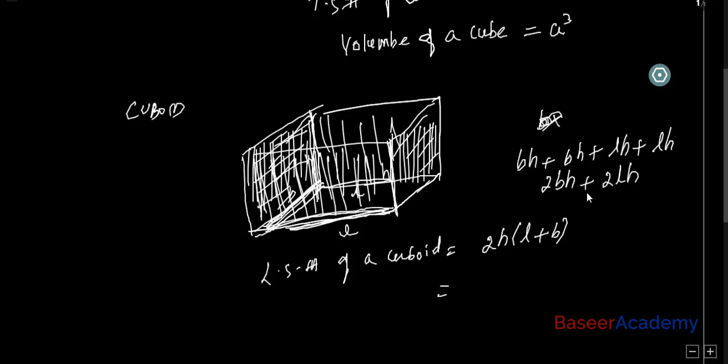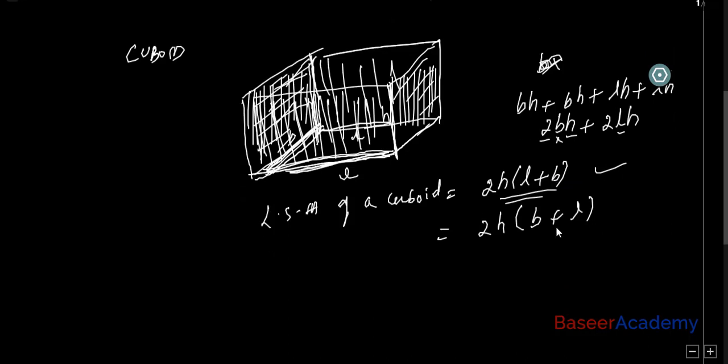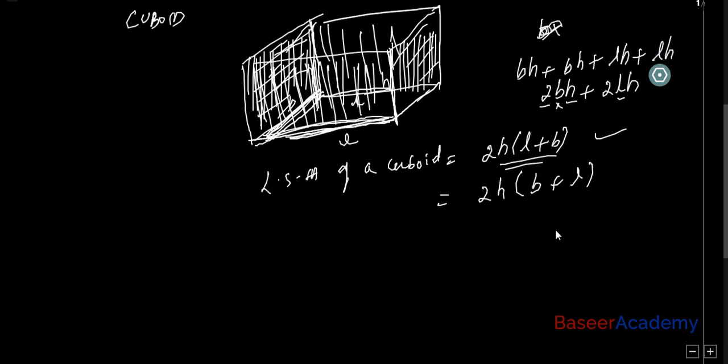And if I take 2 and H common from here, I would obviously get something like this. Here B is remaining and here L is remaining, right? So the lateral surface area of cuboid will become 2H into (L plus B). If you don't understand how we derive the formula for finding lateral surface area of a cuboid, do not really worry. You can just pretty much remember this formula. It's quite easy. Lateral surface area of cuboid is 2H into (L plus B).